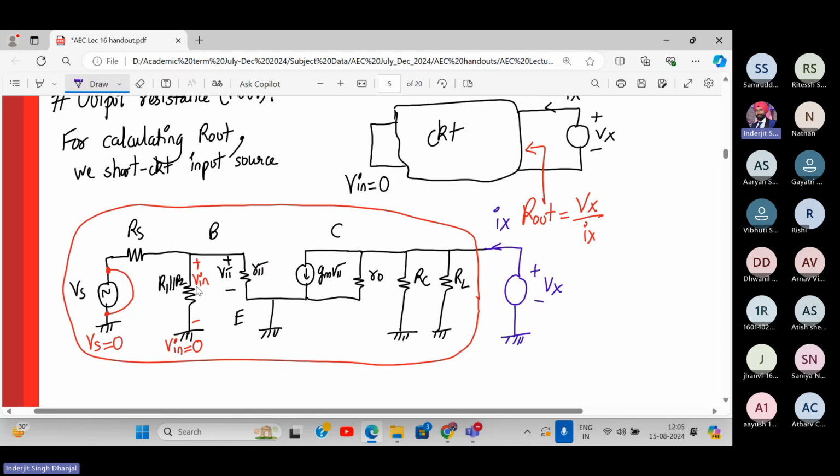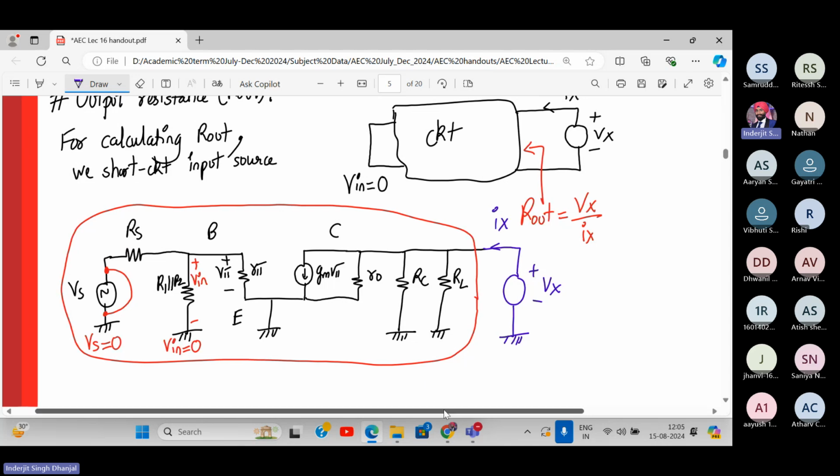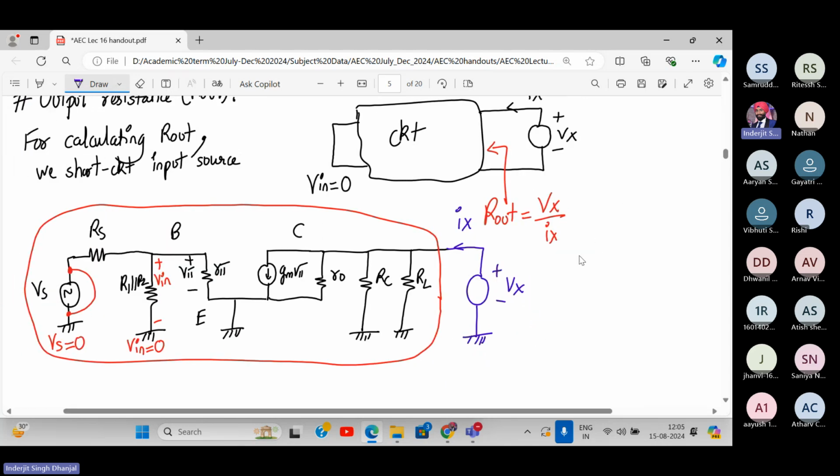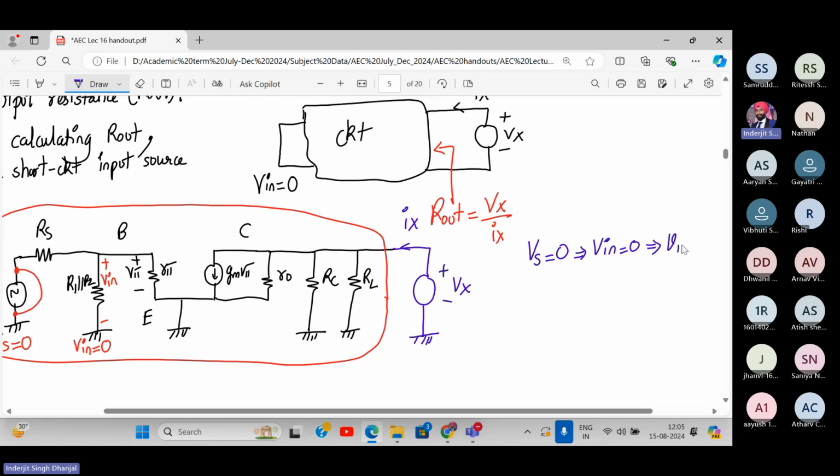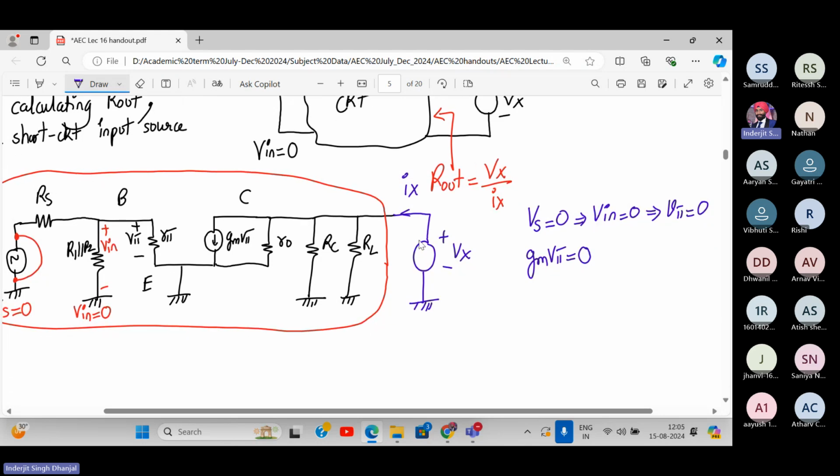Now, if Vs is 0, then Vin is 0. Can I say V pi is 0? Looking at this, here we have Vs as 0. That implies Vin is 0. Does that mean V pi is also 0? Yes or no? Because Vin and V pi are parallel, right? Are you getting it? So what happens to GM V pi? That also becomes 0. This means that the current source becomes 0.